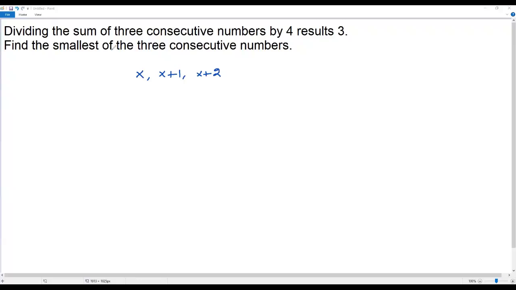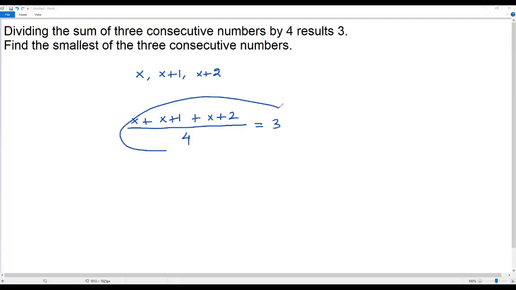Okay, now what I'm going to do is, according to the question, the sum of these three consecutive numbers, dividing the sum of these three consecutive numbers by 4. That is, sum means I have to add all the three consecutive numbers. That is x positive x positive 1 positive x positive 2. I've added all the three consecutive numbers. Now I'm going to divide the sum of these three consecutive numbers by 4 according to the information. So this division will result 3. Okay, now we have to solve for x in this simple equation.